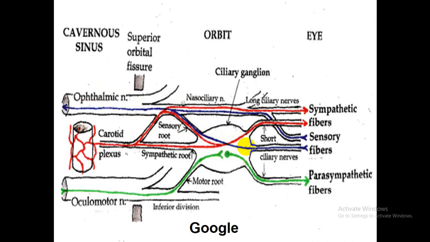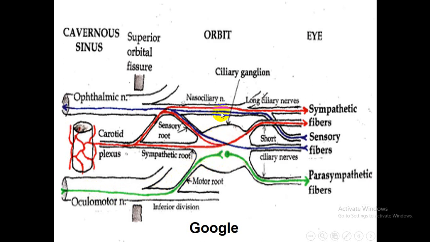Sympathetic fibers, which are postganglionic fibers, enter the ophthalmic nerve from the internal carotid plexus. This is the internal carotid plexus. This red one enters the ophthalmic nerve, and from the ophthalmic nerve they go to the ciliary ganglia. Now number 3, which is the most important, is the parasympathetic fibers, which are preganglionic parasympathetic fibers from the oculomotor nerve.